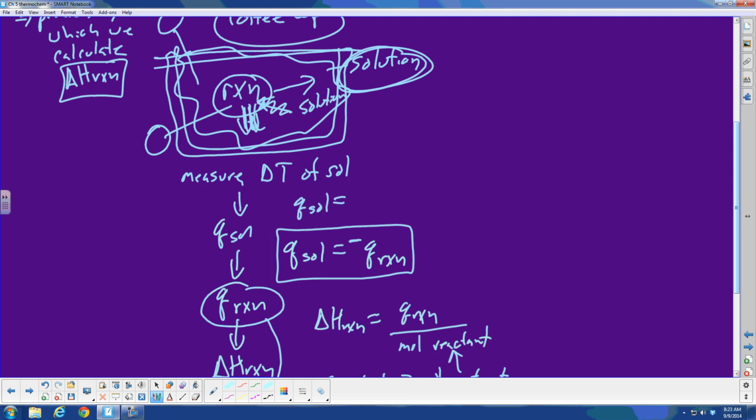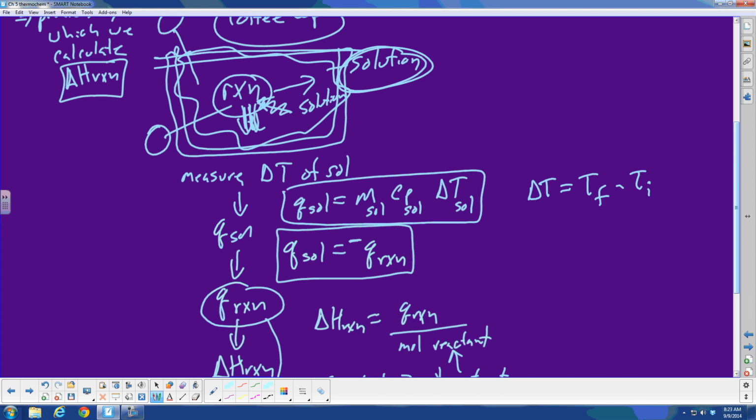Well, we go back to our discussion of heat transfer, right? Q of solution is very simple. It is the mass of the solution times C sub P of the solution times delta T of the solution, right? And we have to remember my delta T is what? It's my T final minus my T initial. Good. So those are the three equations we're going to use, and this is the process we're going to follow. Got it? It's really a quite simple concept.